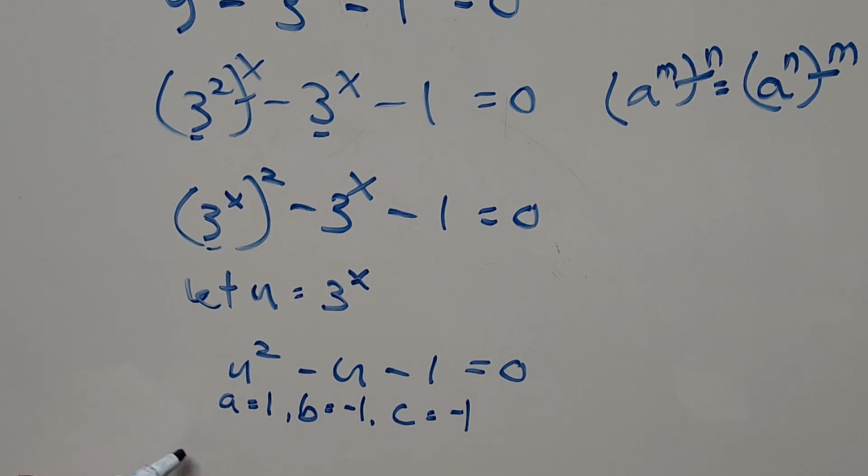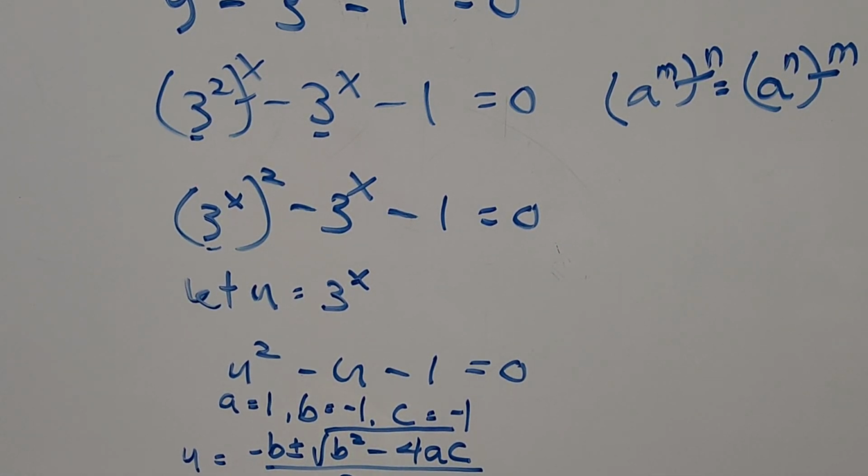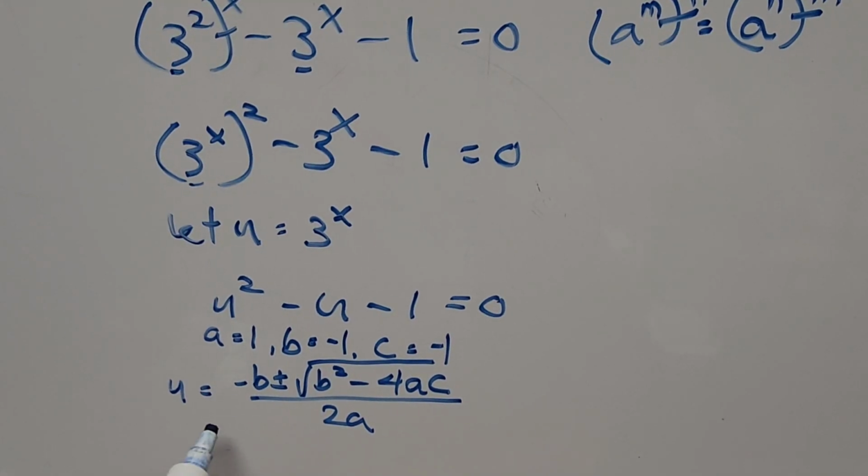So quadratic formula, u is equal to minus b plus or minus square root of b squared minus 4 times a times c, all divided by 2a. And so all we have to do now is put in the values of a, b, and c into our equation to solve for the value of u.